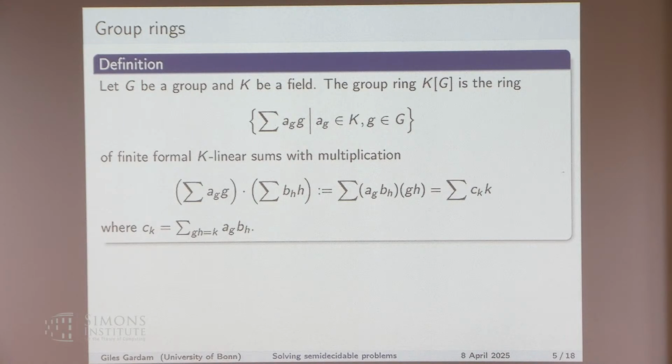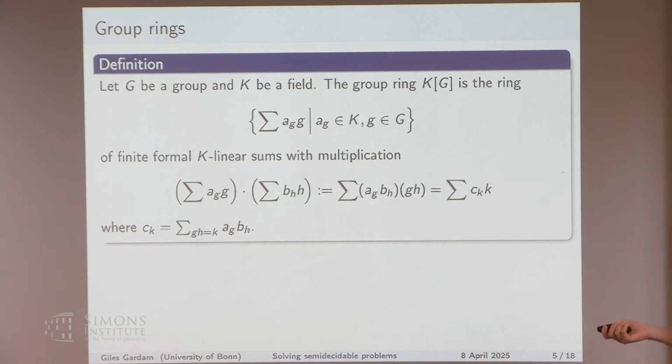Okay, so we can really just say if I multiply two things, I just multiply the group elements separately and field elements separately, use distributivity. Or I could think I'm summing over elements k of this expression in terms of all pairs that multiply to give k in the group. So if you prefer to think of this as finitely supported functions with convolution, that's another way of thinking about it.